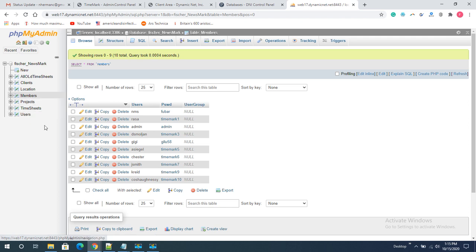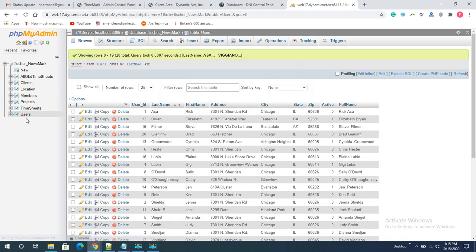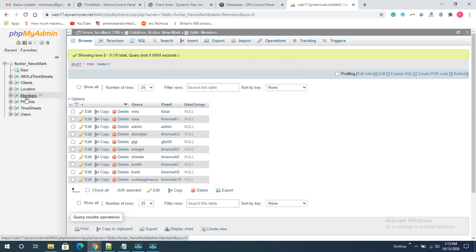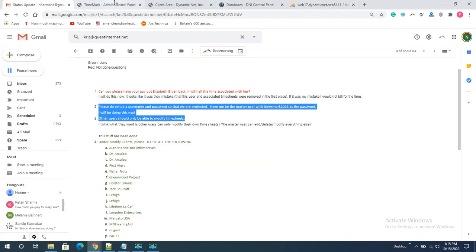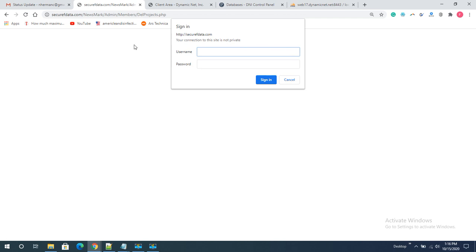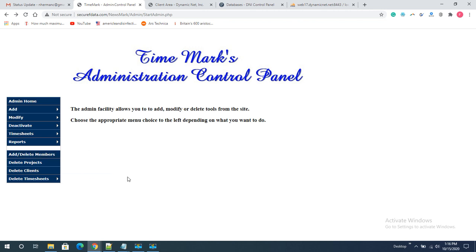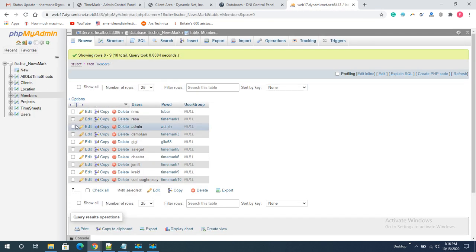Now, it appears that the users table, oh, quick aside, I didn't originally design this system, but I've dealt with it enough so I know what's going on. So it looks like the users table contains basically employees of Newsmark. And the members table contains essentially anyone who can log in there. So members can log in. Users are employees or contractors of Newsmark. I don't see a reason for the distinction into separate tables.